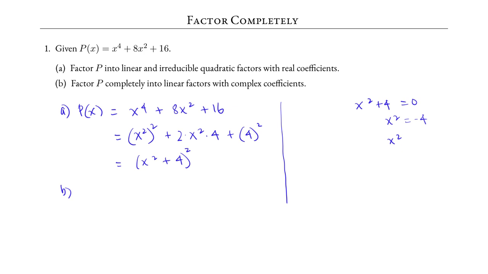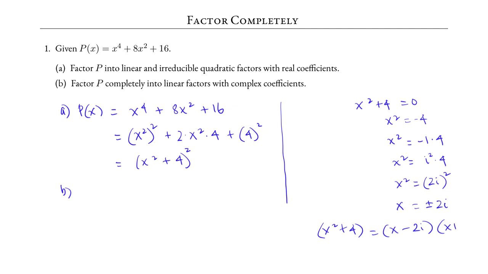But since we are using complex coefficients, we move on further and rewrite -4 as -1 times 4. Using complex numbers, -1 itself is already i squared, and then times 4. And so x squared equals i squared times 4, or x squared equals 2i, the quantity squared. What this means is that when we get rid of the square, we have x equals plus or minus 2i. And so x squared plus 4 can be factored as x minus 2i times x plus 2i.